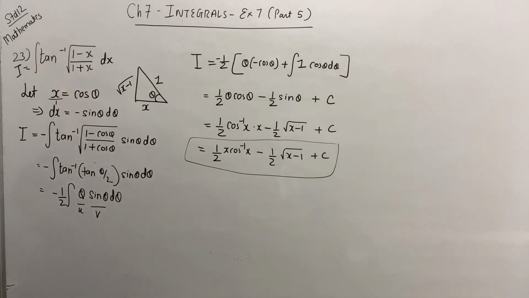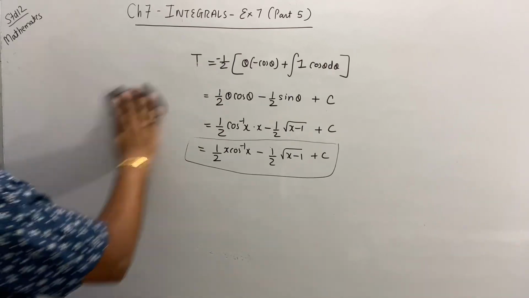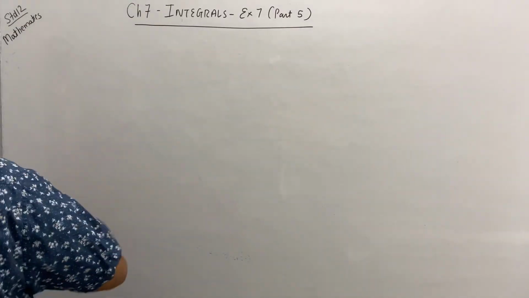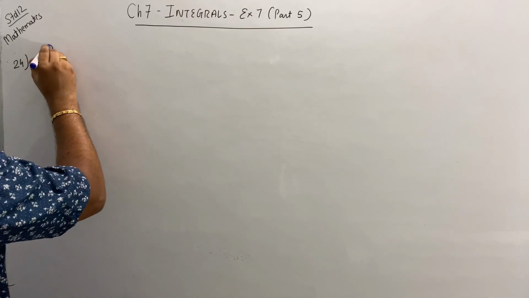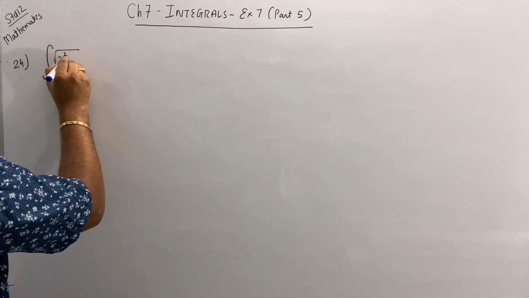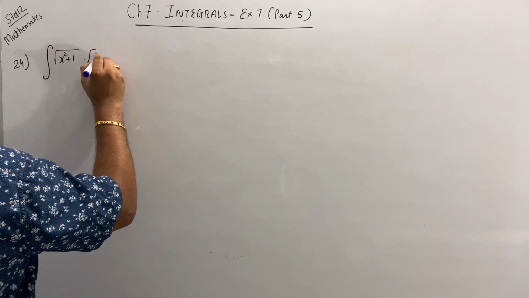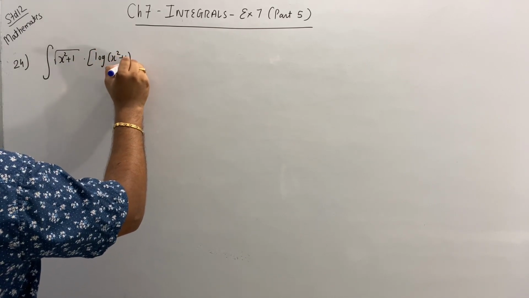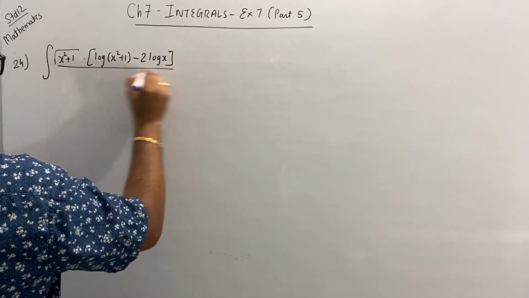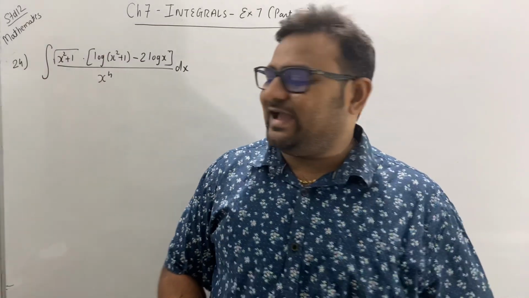Okay, let's move to the next one. Question number 24. Integration of root x square plus 1 into log of x square plus 1 minus 2 log x upon x raised to 4 dx.